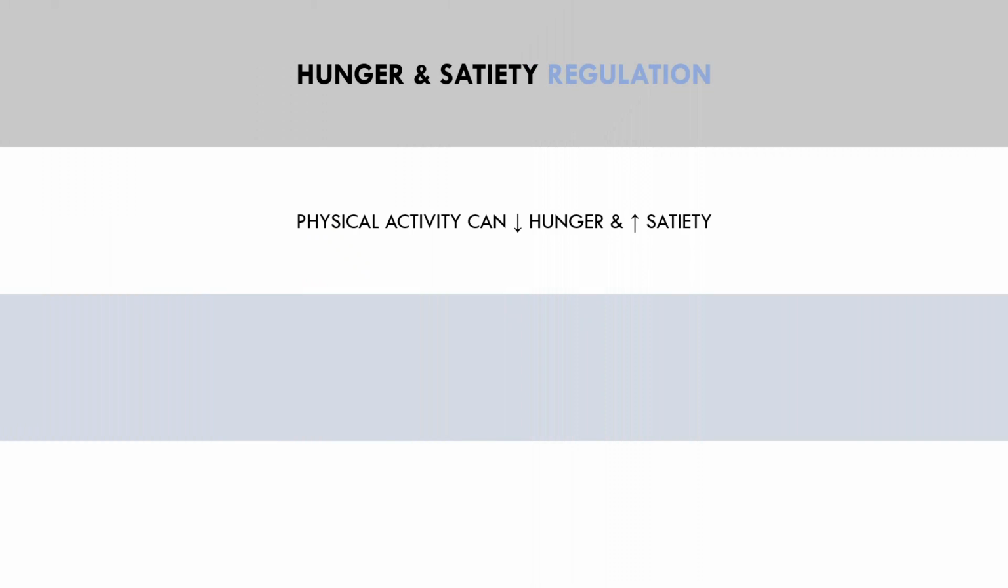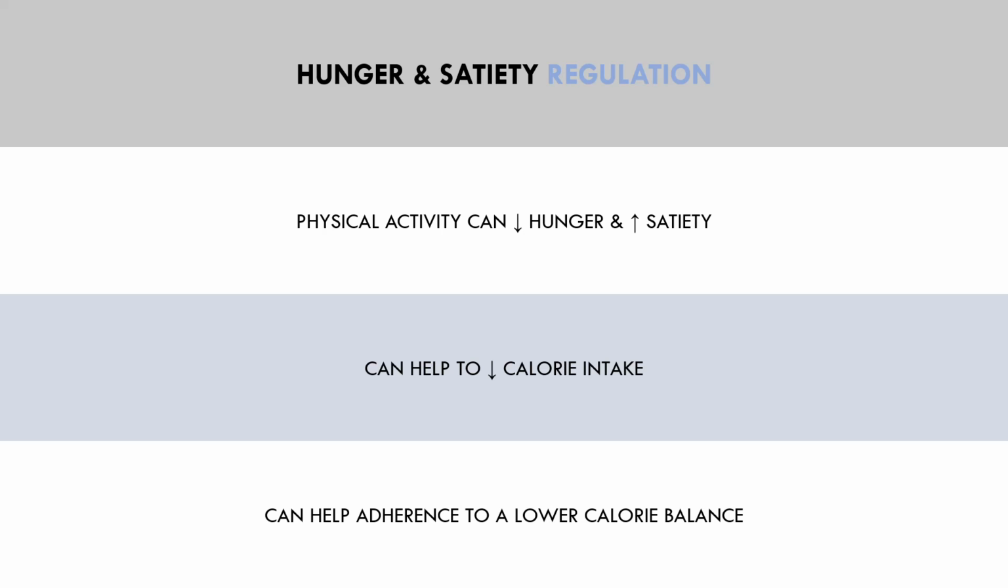This means we are more likely to eat in accordance with our hunger signals and feel more satiated after a meal. Once again, this is an indirect effect that can allow trainees to better adhere to a calorie deficit or maintenance calories. And as a result, this can promote fat loss.